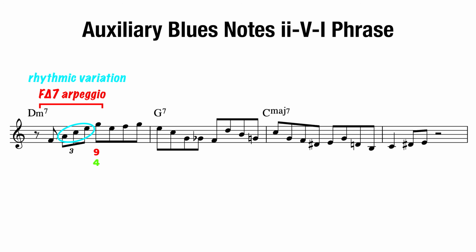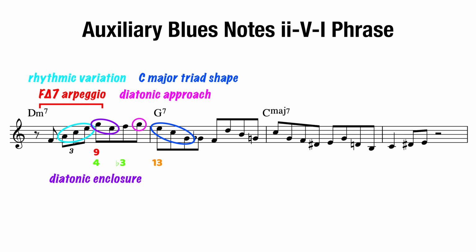So then we use a little diatonic enclosure to get into the flat 3rd of D minor 7. Another diatonic approach gets us into E natural, which will be the 13th against that G7. And then I'm going to go down a C major triad shape. So that could be 3, 1, 5, chromatic approach into the flat 7th. And then I use a G major triad. So this will be D, B, into G, so that's the 5th, 3rd, and the root.